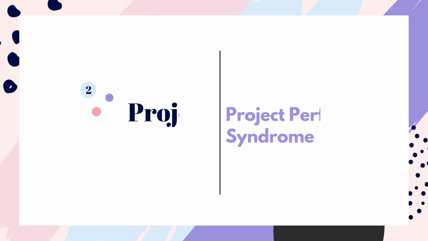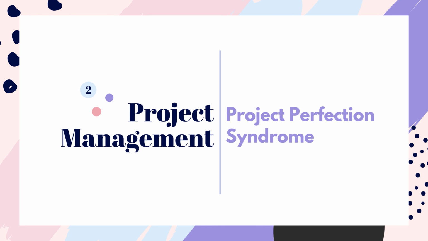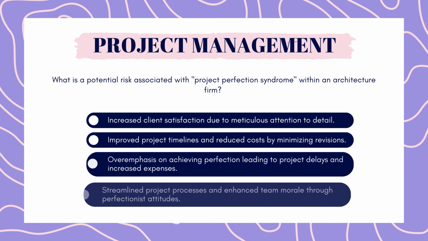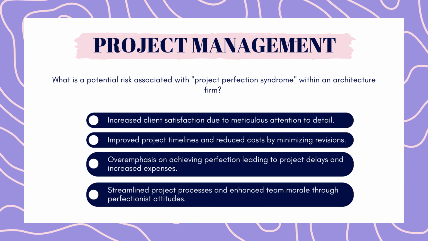Now on to project management. What is a potential risk associated with project perfection syndrome within an architecture firm? Increased client satisfaction due to meticulous attention to detail, improved project timelines and reduced costs by minimizing revisions, overemphasis on achieving perfection leading to project delays and increased expenses, streamline project processes and enhanced team morale through perfectionist attitudes. Pause here to answer.